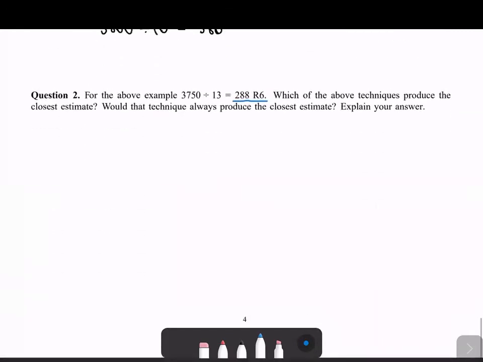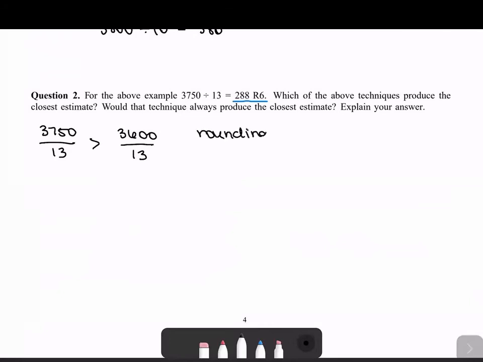And you can see this by analyzing fractions. Let's look at what happens if we round the dividend down. Looking at 3750 over 13, if we want to round the dividend down to say 3600 over 13, well, rounding this numerator down decreases the quotient. So rounding 3750 down decreases the quotient.